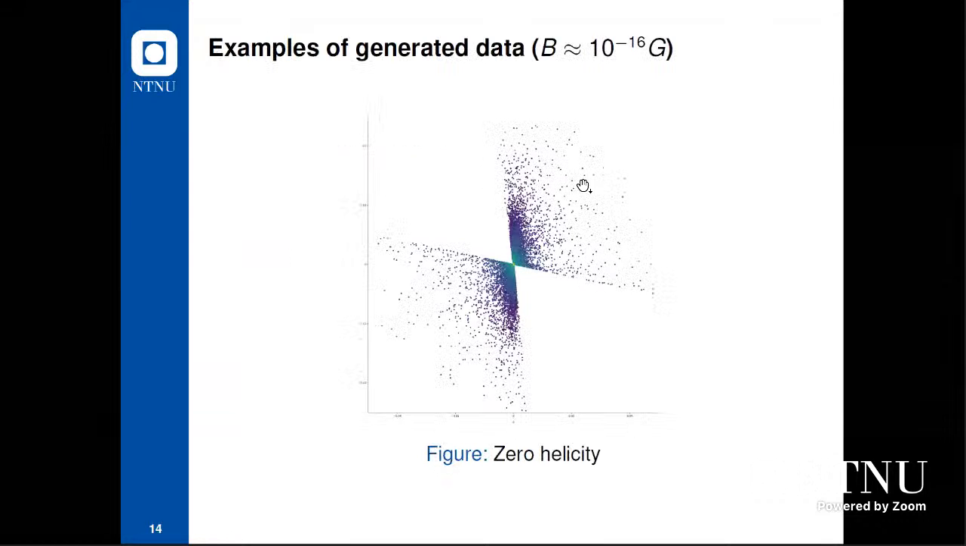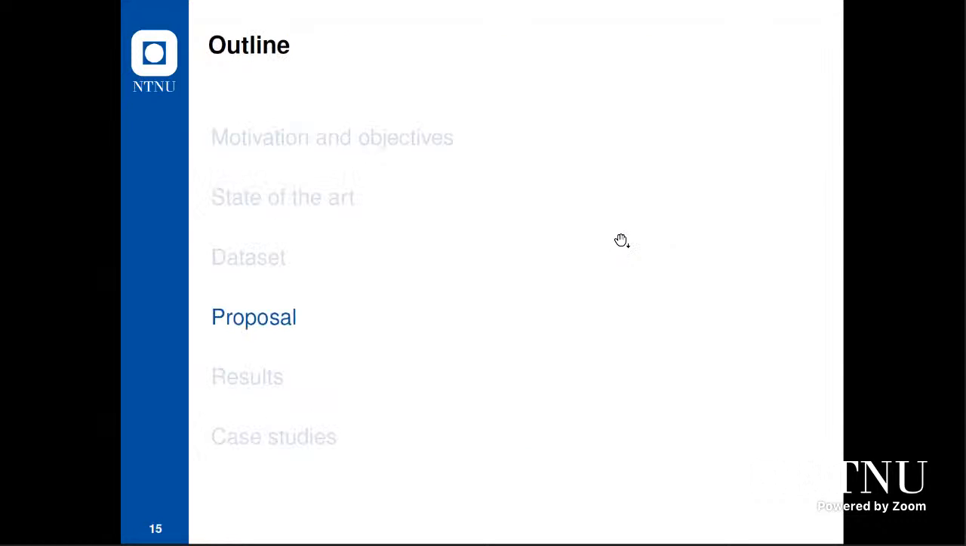And those examples were for a magnetic field of 10 to the minus 16 Gauss. That is the lowest possible magnetic field, and that is also the most difficult to classify. So classifying the other ones, from 10 to the minus 15 up to 10 to the minus 12, is easier than this, because those plots are much clearer than the ones I've shown here.